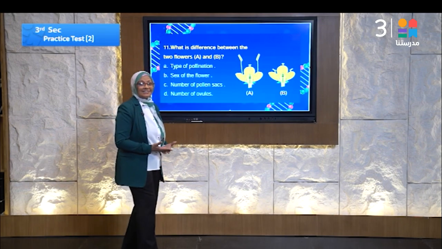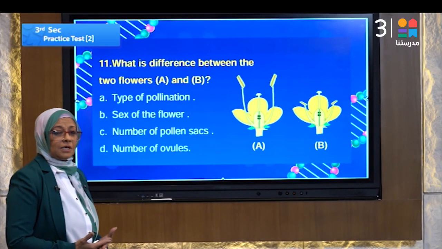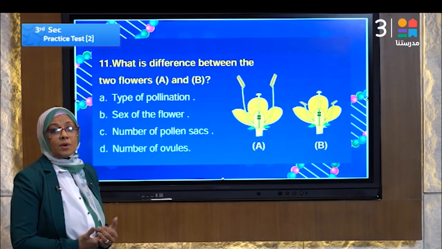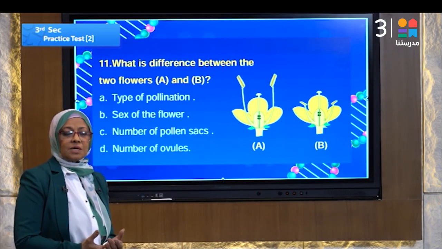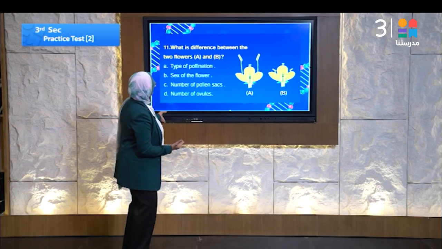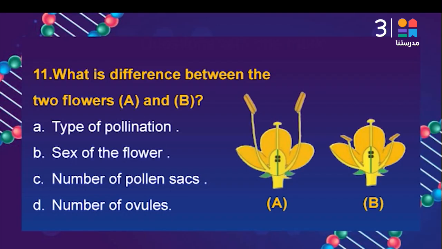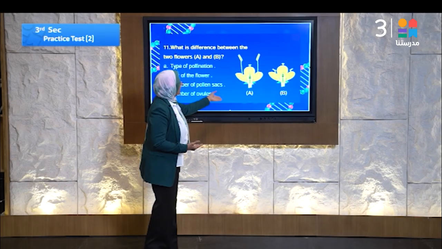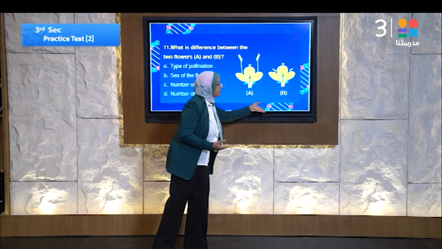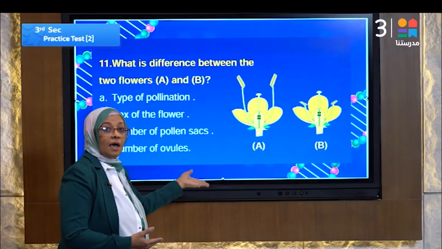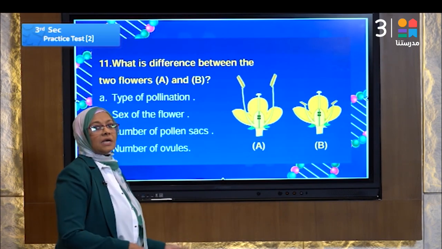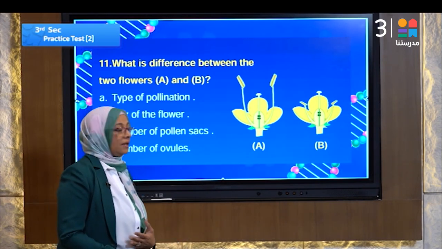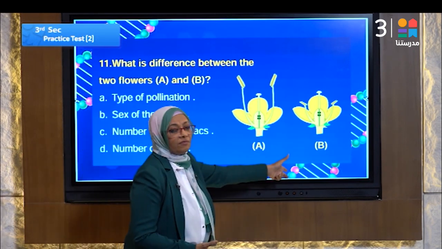Yes, reproduction again. I like reproduction. Reproduction is the process to increase the number of offspring to ensure continuity of the living organism or the species. Let's go to question 11. What is the difference between the two flowers, A and B? This flower is hermaphrodite. Hermaphrodite means it contains the female organs and male organs. They are found together in the same flower.